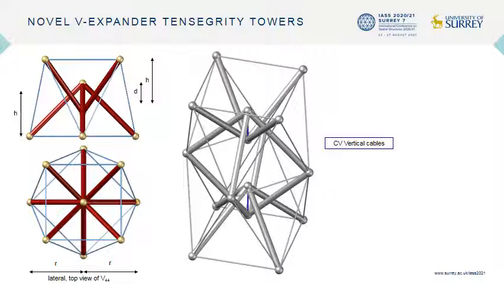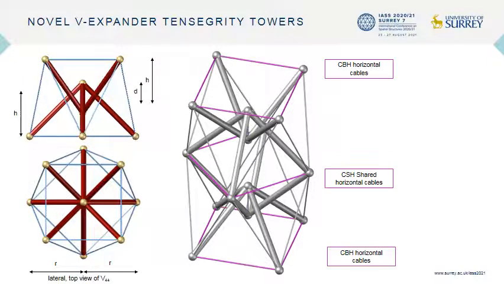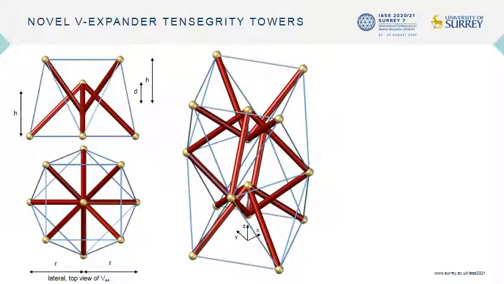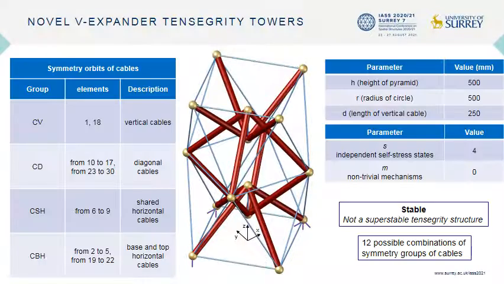The module of the tower is composed of 8 struts forming two sets of 4 equal length compressed elements, connected by a vertical cable, 4 horizontal bottom and 4 horizontal top cables, and 8 diagonal cables. The modular tower analyzed is composed of 2 modules sharing 4 horizontal cables and has 4 independent self-stress states and no mechanisms. It can be noted that the elementary tensegrity cell, as well as the tensegrity tower, are stable but not superstable tensegrity systems. That is, stable irrespective of the level of the self-stress and material properties of the elements.